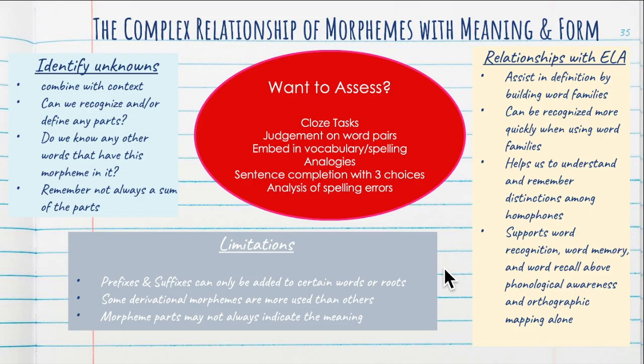So a couple of ideas for assessing. You can do things like closed tasks. You can do word pairs, analogies to help gauge whether or not they understand the meaning of the word. Some of the encoding natural things that will happen with our spelling test is another way that you can assess how they're gaining their morphemes or gaining their understanding of how those work together.